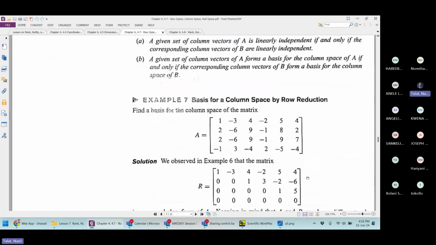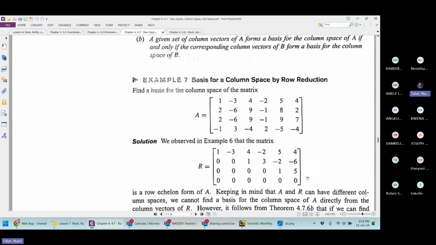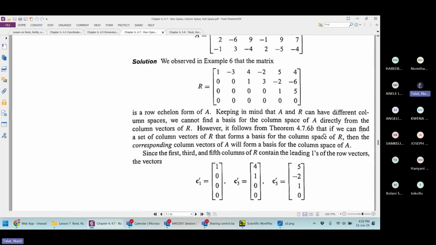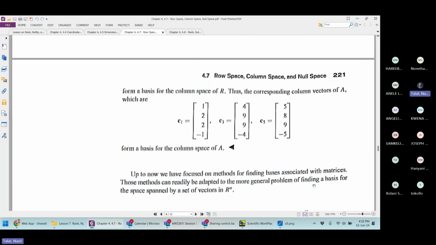Similarly, to find the basis of a column space by elementary row operation, we just apply the elementary row operation and see where the leading ones are. As we saw, the leading ones are over here. There are three leading ones, so there are three independent columns. The column space contains three vectors, and the dimension of the column space is 3.